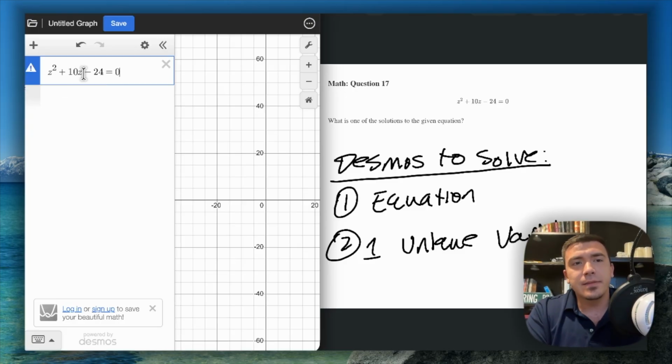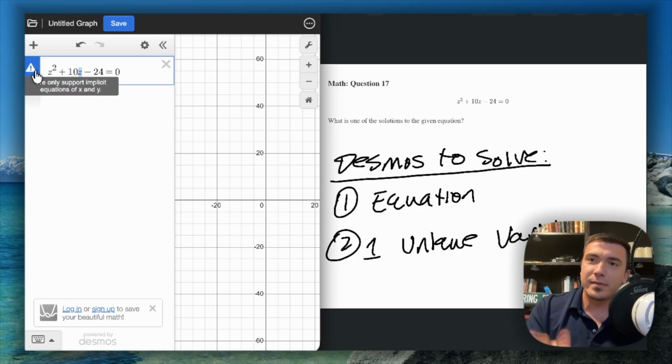Desmos is looking at this and saying, hey, that's a z. I have no idea if that's a constant or if that's a variable. So therefore, I'm just not going to risk it. And I'm going to give them this little caution symbol right over here so I can stop them.